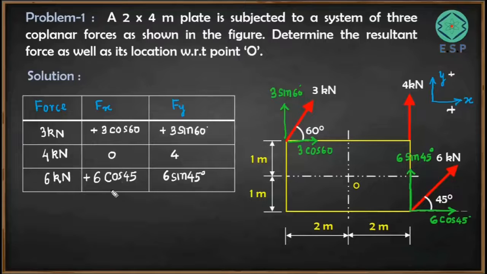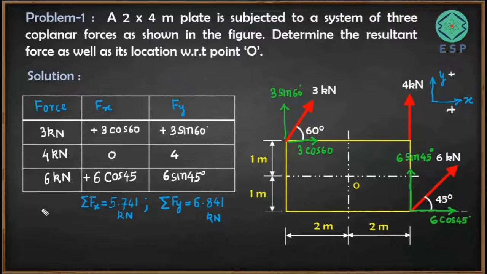Now we'll find out the summation of Fx and summation of Fy, that is the addition of these values. If you add these values, you'll get summation of Fx as 5.741 kilonewton. Similarly, if you add these values, the summation of Fy you'll get as 6.841 kilonewton. So like this you can find out the summation of Fx and summation of Fy.